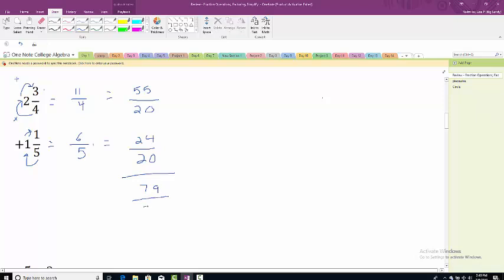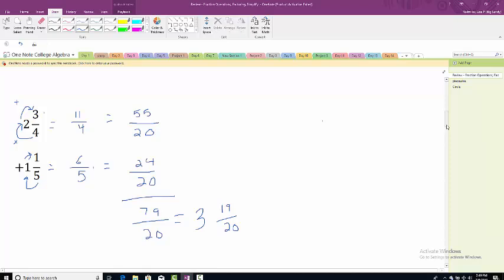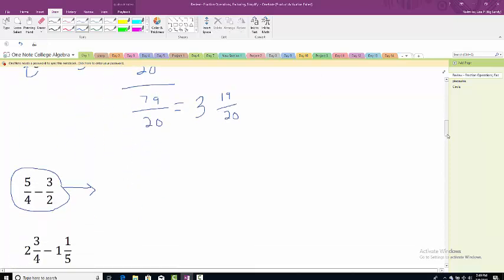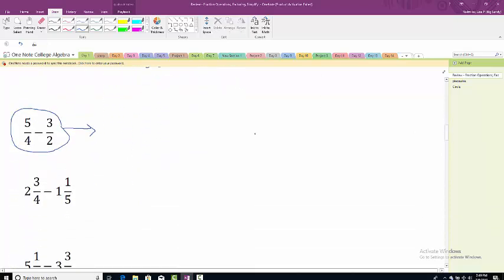And we can change this back into a mixed number. So 20 goes into 79 3 times evenly, which gives us 60 and a remainder of 19. So we get the same answer no matter which way we do it. So that's it with addition. Let's go into subtraction. We've got 5/4 and 3/2.